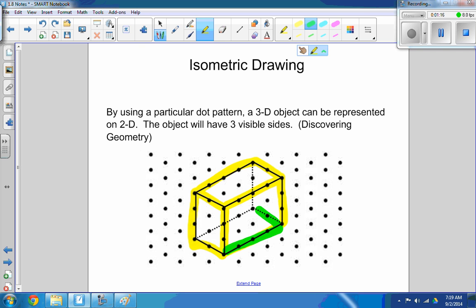This bottom part we couldn't visibly see. That's why some of the sides are represented with dots. This back side you can't see, and same thing with this back side. You wouldn't be able to see those. So the dotted lines help us represent what we can't see because it's behind the other objects.